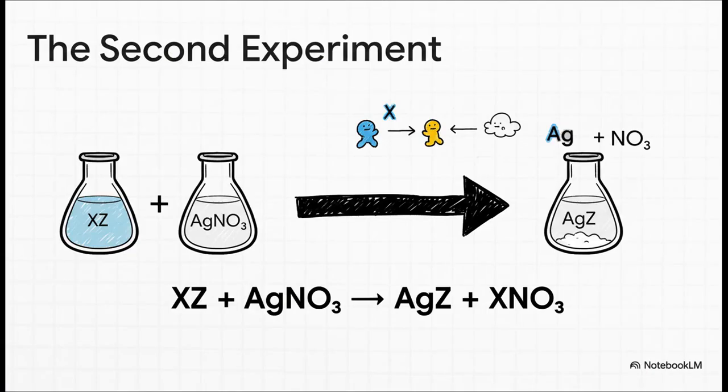Our mystery compound XZ gets mixed with silver nitrate. This reaction basically forces X and Z to split up. Z decides to pair up with the silver, and it forms a new solid, AgZ. And critically, we know exactly how much of it was made.